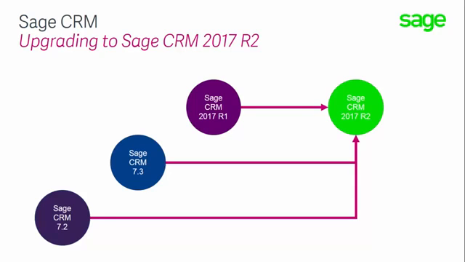Let's start by also pointing out that upgrades are supported to 2017 R2 from all versions of Sage CRM 7.2 and 7.3 all the way to Sage CRM 2017 R2 without any intermediate installs. If you're using Sage CRM 7.2, then please be aware that from June of this year, 2017, we'll no longer be supporting Sage CRM 7.2, and so you're advised to plan your upgrade to 2017 R2 as soon as possible. And so you can upgrade to 2017 R2 directly from 2017 R1, from 7.3 and 7.2.